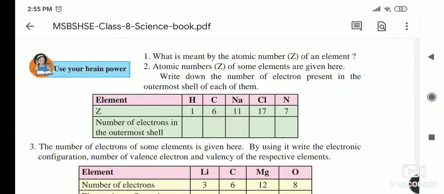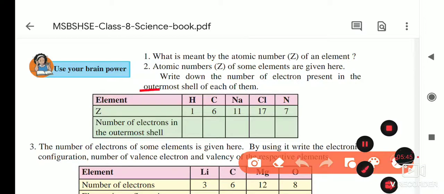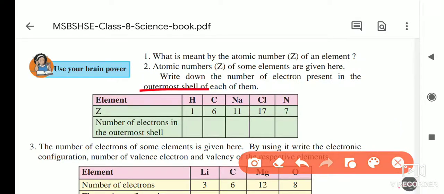Okay. So next, the atomic number Z of some elements is given here. Write down the number of electrons present in the outermost shell of each of them. Okay, only what do we have to write? The number of electrons which are present only in which shell? The outermost shell. So we saw electron configuration above. From that, we have to write how many electrons are present in the outermost shell.